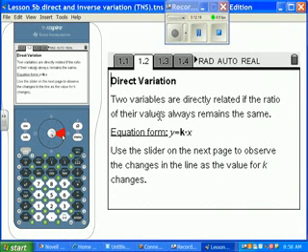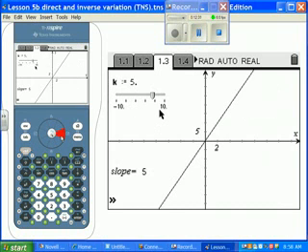So the equation is of the form y equals k times x. K is what we call the constant of variation. What we're going to do is use the slider on the next page to observe the changes in the line as the value for k changes. So let's go to the next page.